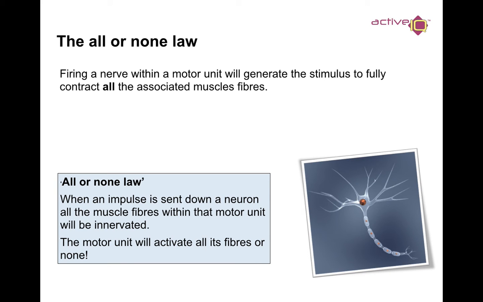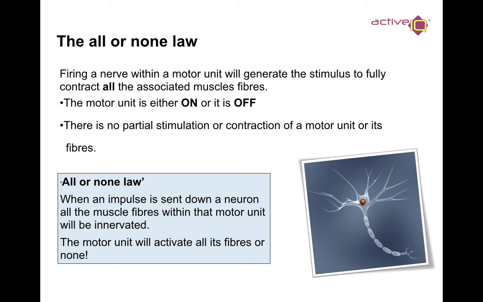Okay, we're getting towards the end of this now, guys. So we're looking at the all or none law. So basically, what that means is firing a nerve within a motor unit will generate the stimulus to fully contract all the associated muscle fibers, or none, basically. So you can't have half a nerve firing. Okay, it's either all or nothing.